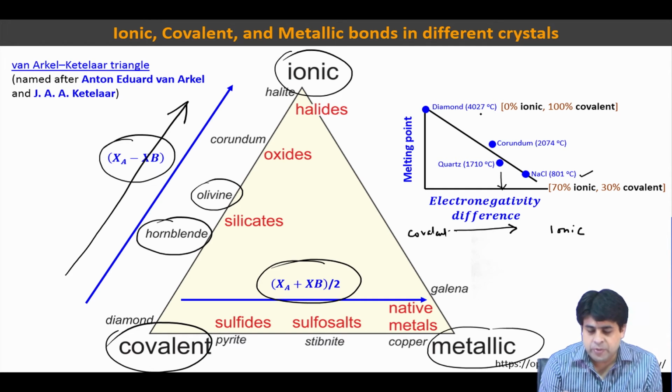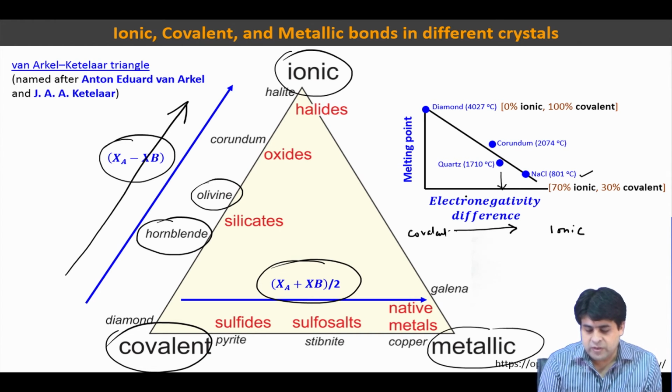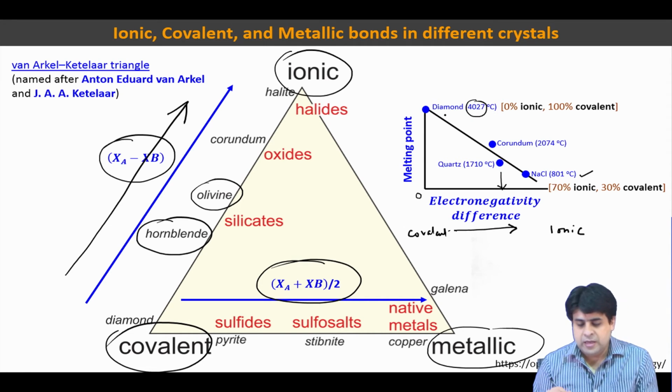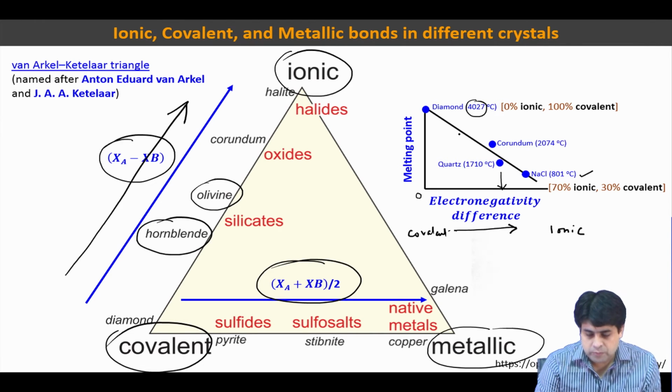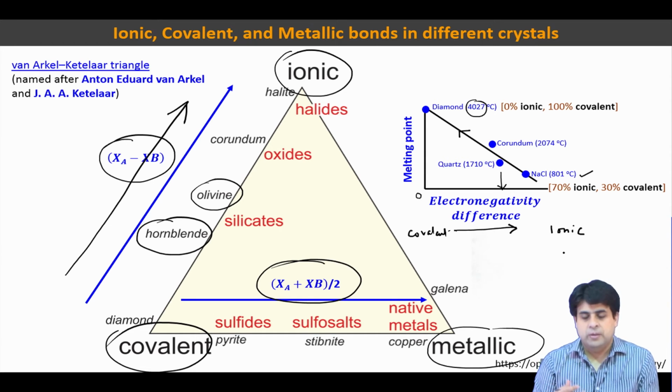If you take diamond, which has completely zero ionic character and 100% covalent character, the electronegativity difference is 0, here. You see that the melting point of diamond is very, very high. So basically, when the electronegativity difference is decreasing, the melting point is increasing, a negative trend. That is very well defined in this particular diagram.